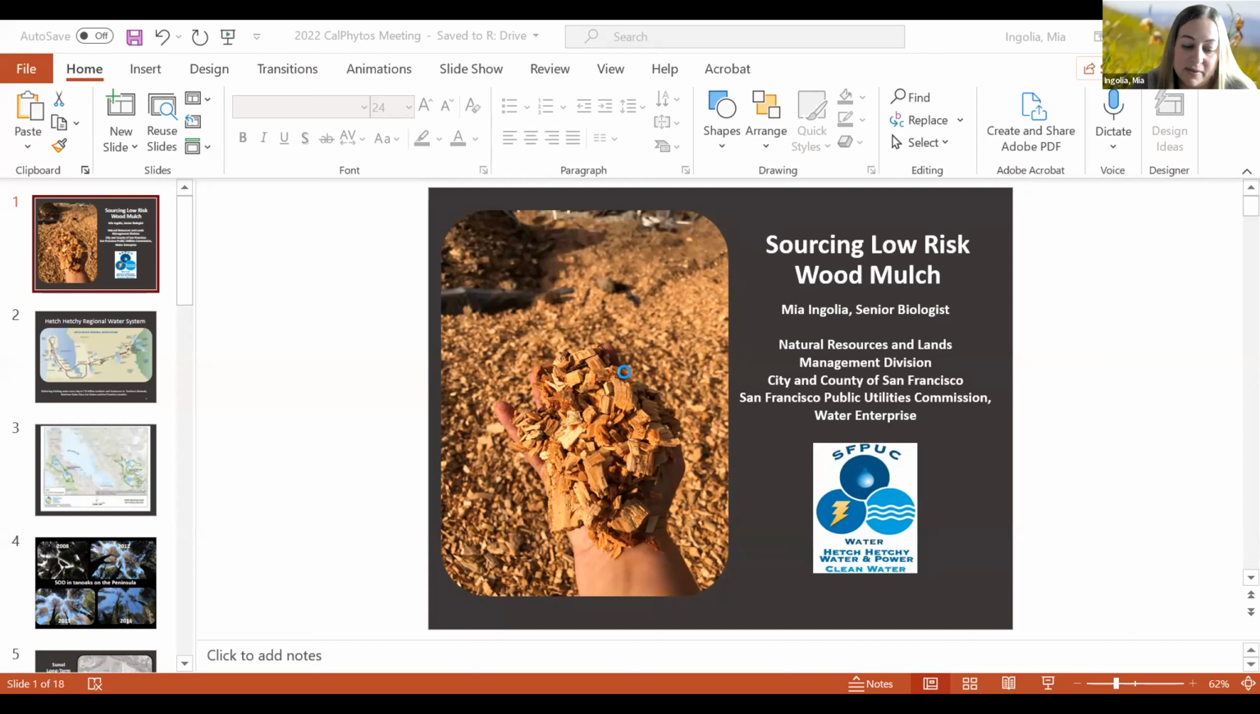Bay Area counties. I'm in the Natural Resources Division, and the Natural Resources and Lands Management Division is responsible for the stewardship of over 60,000 acres in 3 counties. These local watersheds are responsible for 15% of our water supply and most of our local storage.